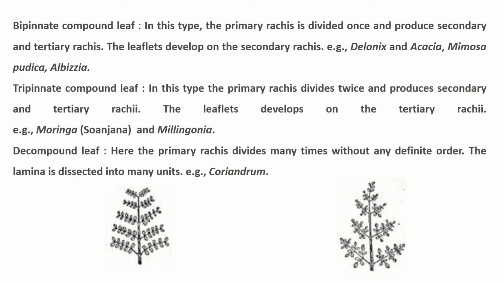The leaflets develop on the secondary rachis. This is found in Delonix and Acacia. Other examples are also there. Fine. Now coming to tripinnate compound leaf.